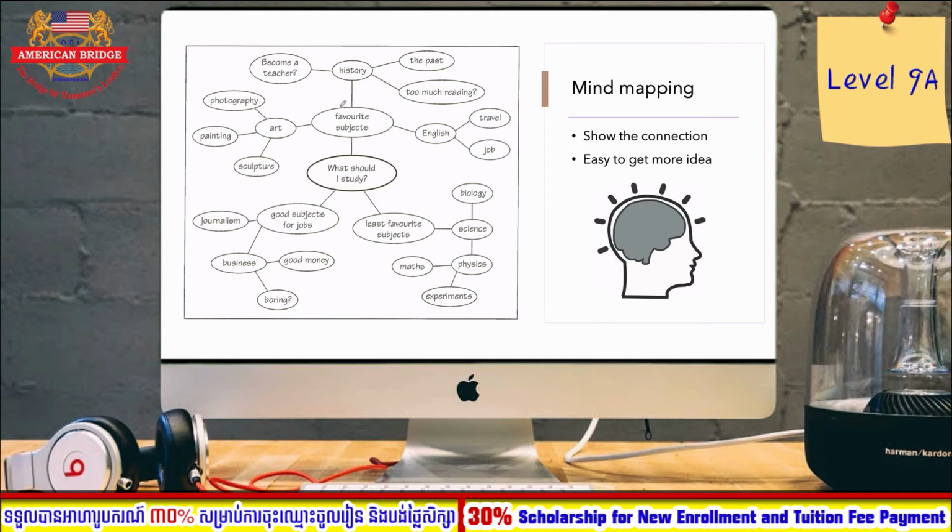And the writer noted down three important points. The first one is favorite subject, least favorite subject, and good subject for job. So these are the three reasons that the writer started with. And then you need to give more ideas about this. What is the favorite subject? History, English, or art? And then you break down history. What will you learn about?